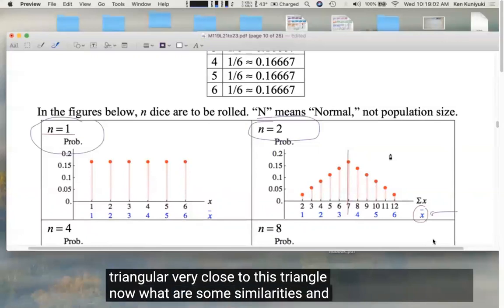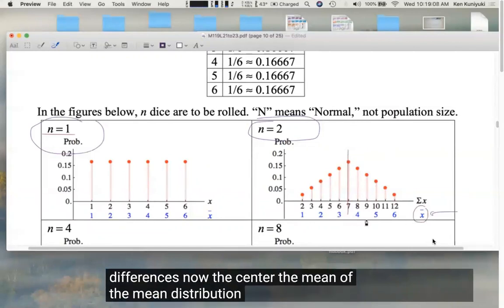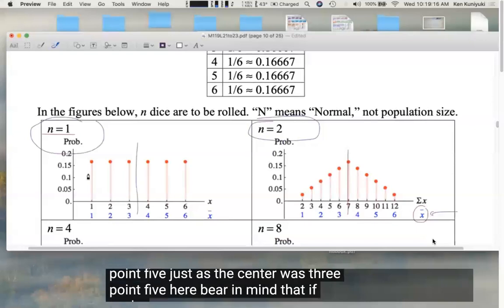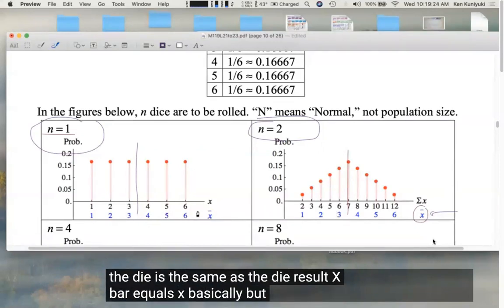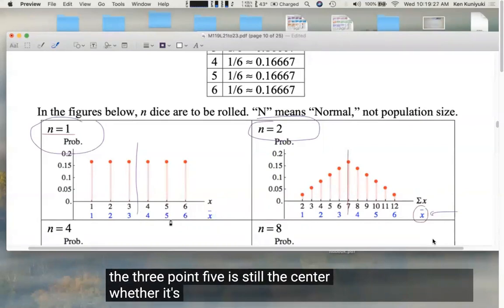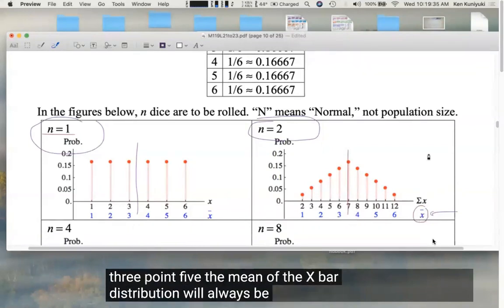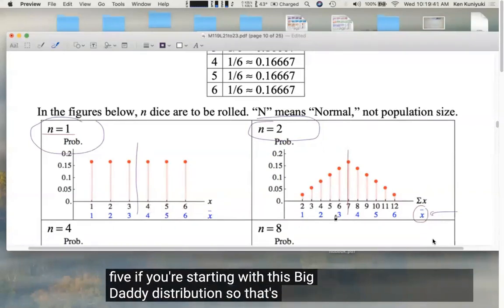Now, what are some similarities and differences? The center, the mean of the mean distribution, is still 3.5, just as the center was 3.5 here. Bear in mind that if you're rolling one die, the average on the die is the same as the die result. X bar equals X, basically. But notice that the 3.5 is still the center, whether it's here or here. And in fact, as n increases, the center will always be 3.5. The mean of the X bar distribution will always be 3.5 if you're starting with this Big Daddy distribution. So that's the same, the mean.